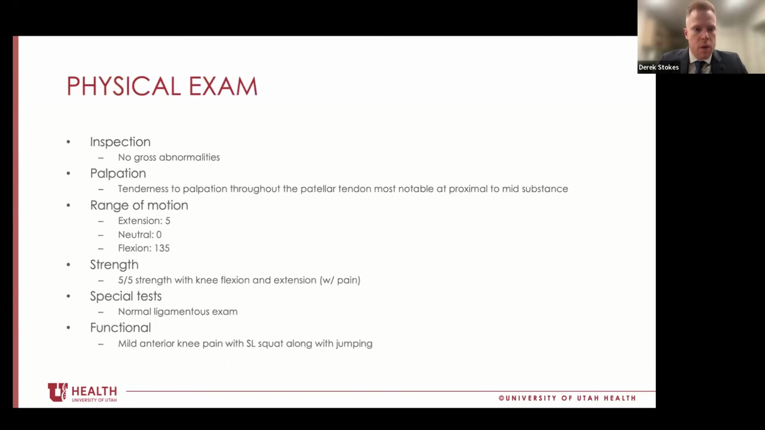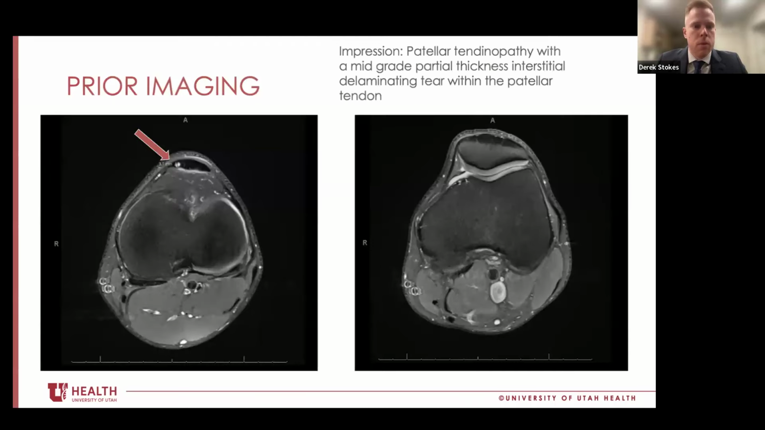On physical exam, he had no gross abnormalities, including no effusion. He was tender to palpation pretty much throughout his patellar tendon, but most notably at the proximal and the mid portion of the tendon. His range of motion was full and intact, along with his strength, although he did have a little bit of reproduced anterior knee pain with resisted knee extension. His ligamentous exam was normal, and functionally, he did have some mild anterior knee pain with a single leg squat, along with jumping that reproduced his typical pain.